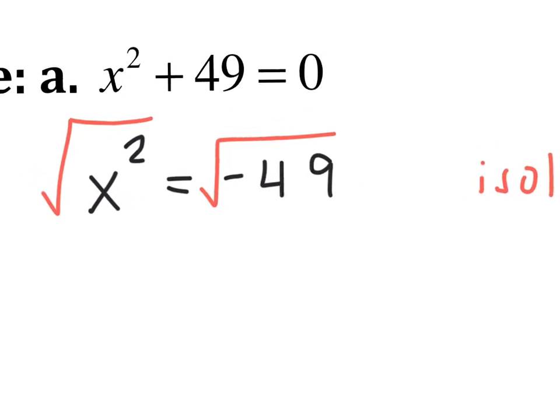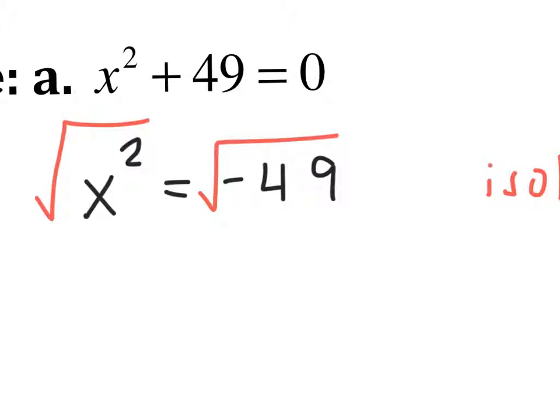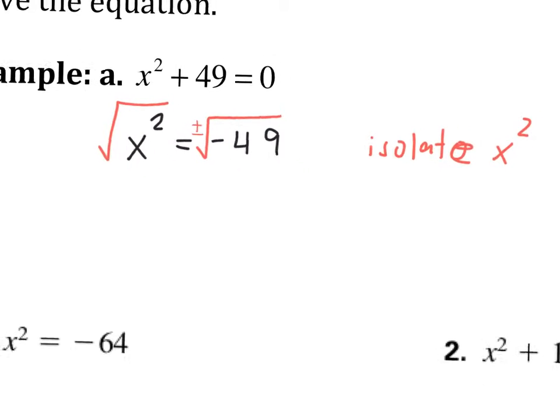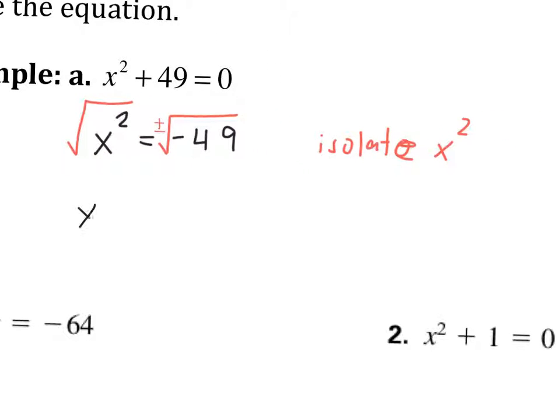Every single time you take a square root at this stage, please put that plus or minus, because once we take that square root, we're introducing a negative version of it. So we end up with this: x equals plus or minus the square root of negative 49. Well, the square root of 49 is 7. Now, what's the square root of a negative? It's i. So x equals plus or minus 7i.